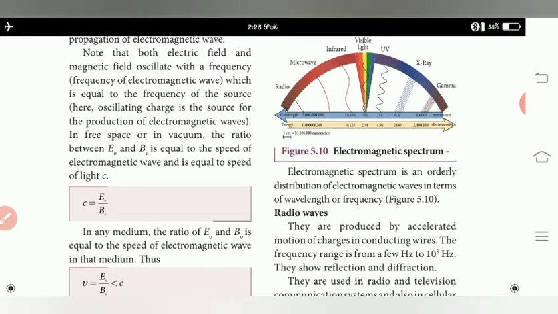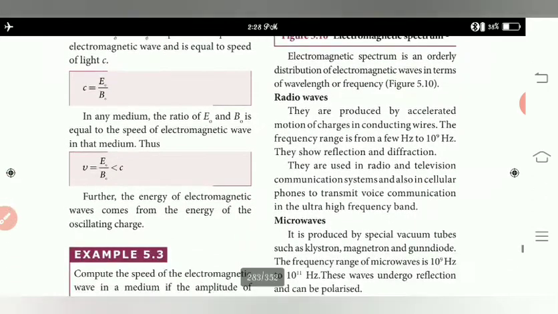To remember the order: Roy married Indian, visited USA, experience good. Radio wave, microwave, infrared, visible light, UV ray, X-ray, gamma ray.